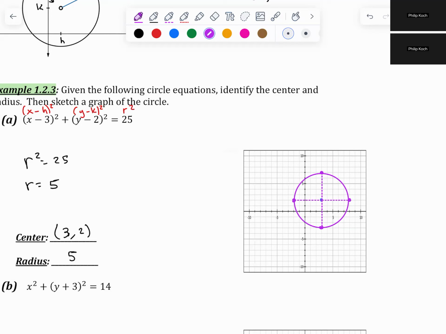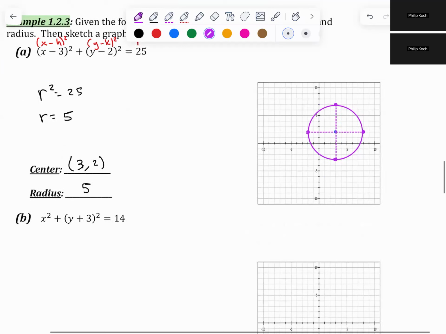So that's how you draw it. So you draw the center, go out the radius in both directions, up and down, left and right. And then you can connect all 4 of those points. Any questions on that?